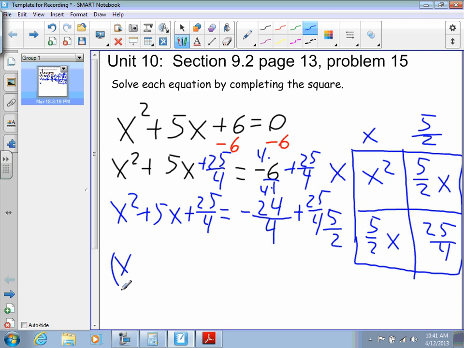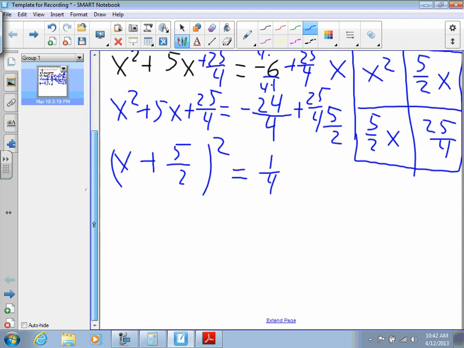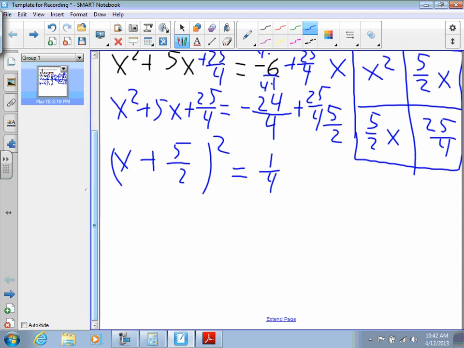and I'm going to go ahead and put this into the factored form. So we have x plus 5 over 2 squared. I get that by looking back at my box. And then on this side of the equation, I've got a positive 25 fourths, a negative 24 fourths, and that's going to give me 1/4. Okay. So now I'm ready to take the square root of both sides. And again, do not forget that it is plus or minus the square root on this side with no variables.